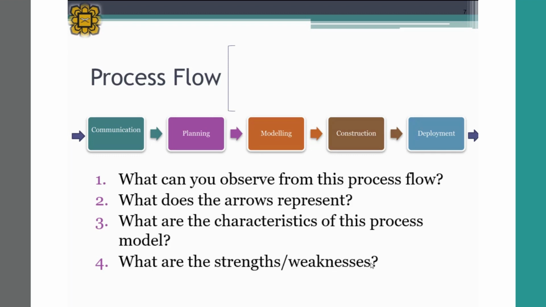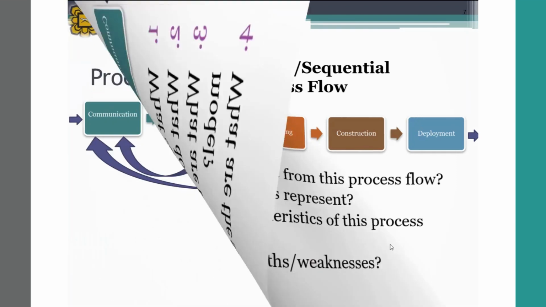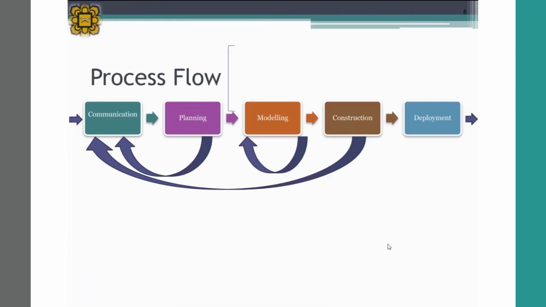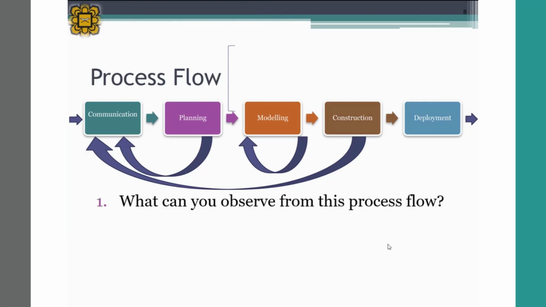But what do you think about the strengths? What is the strength of this process flow? Surely it must be relevant to some context, right? Which context do you think is most suitable for this process flow? Okay, so we call this a linear or sequential process flow. Okay, so now, what can you observe from this process flow?